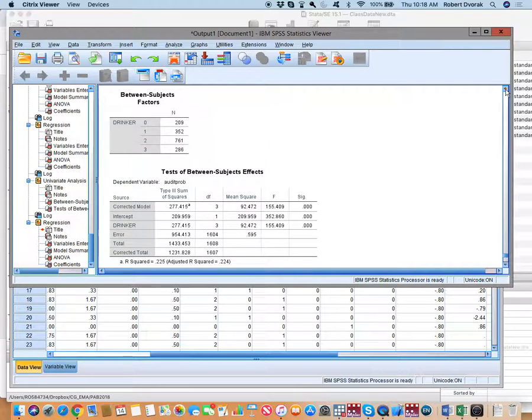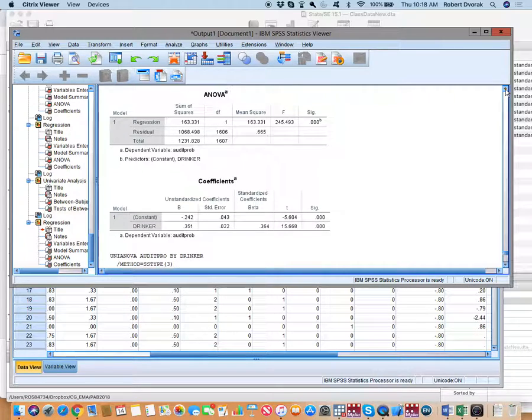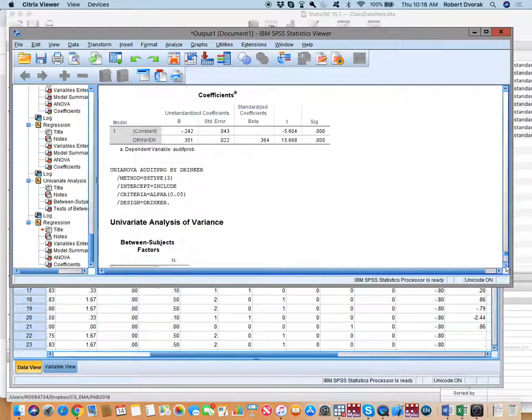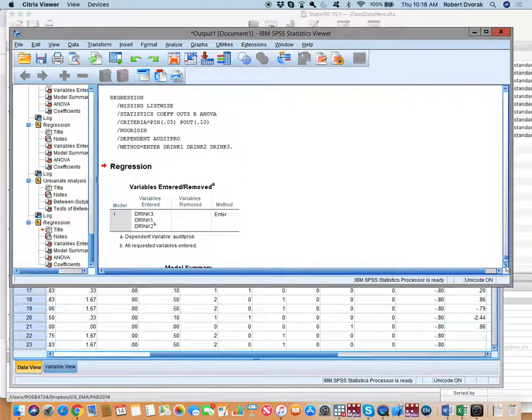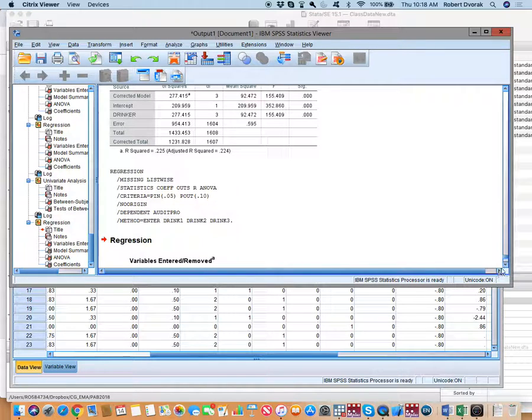The same. Let's look at our regression model up here real quick. What was our F there? Or I mean, what was our R squared? Did I not get R squared? Oh, dang it. Oh wait, it should be up a little bit. Our R squared here was 0.133. In ANOVA, our R squared is 0.225 with an F of 155.409.